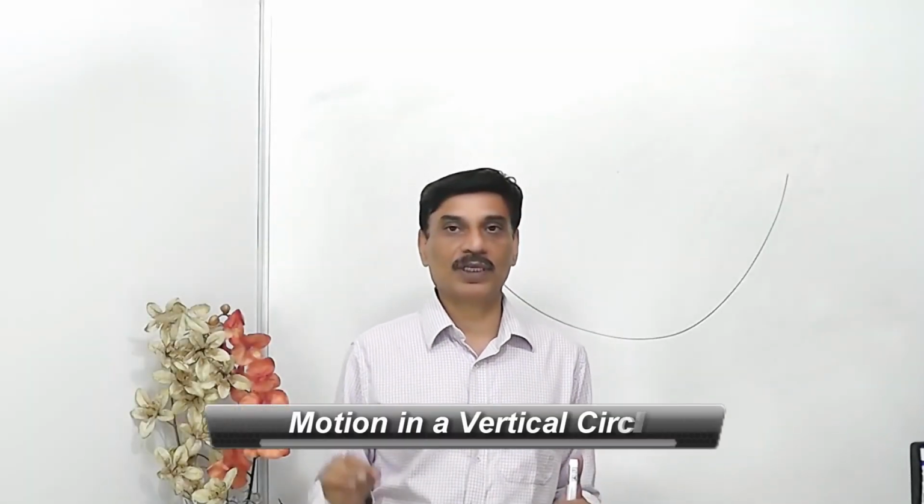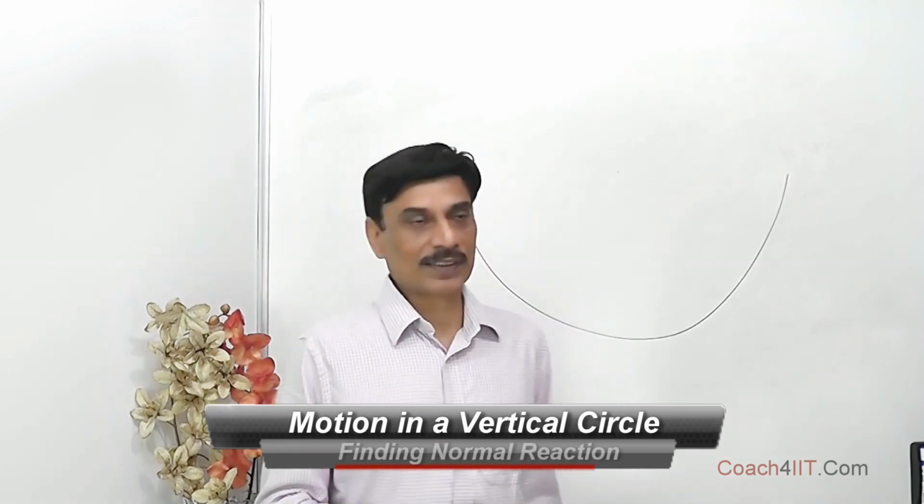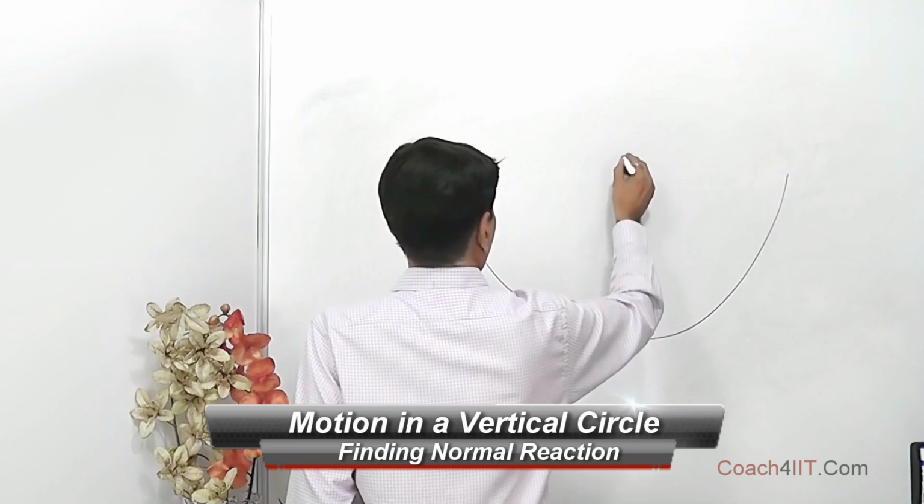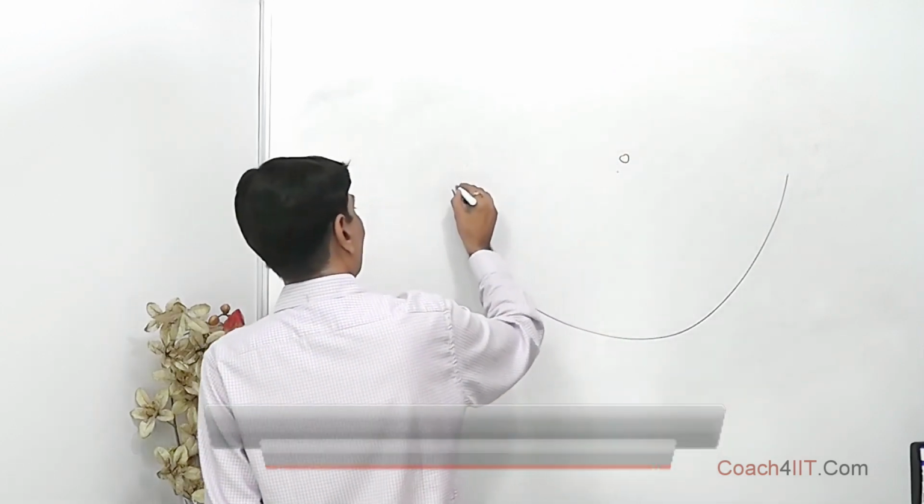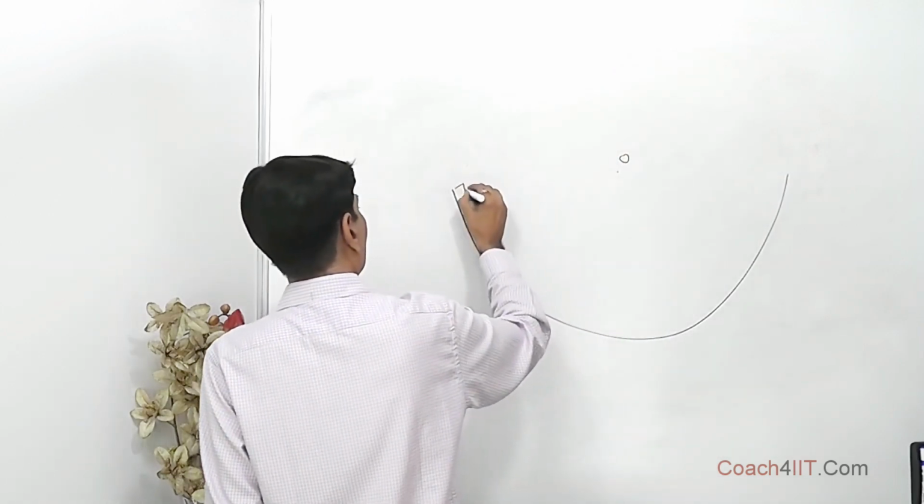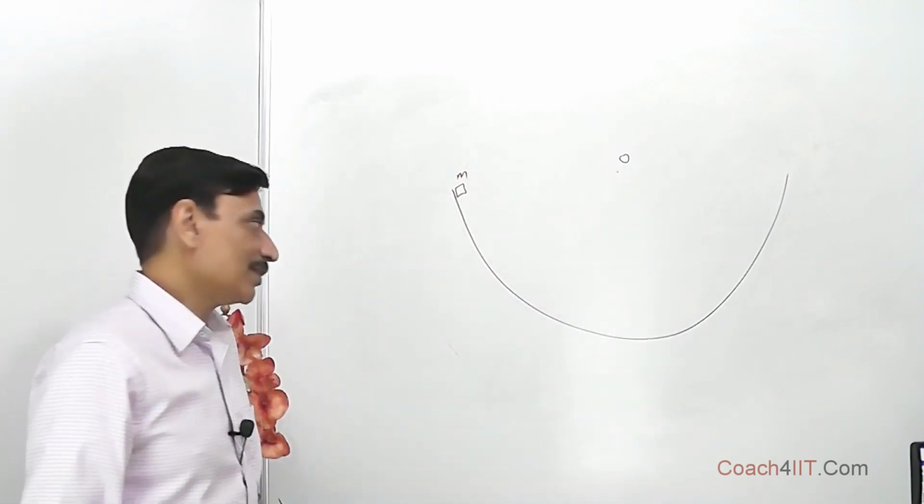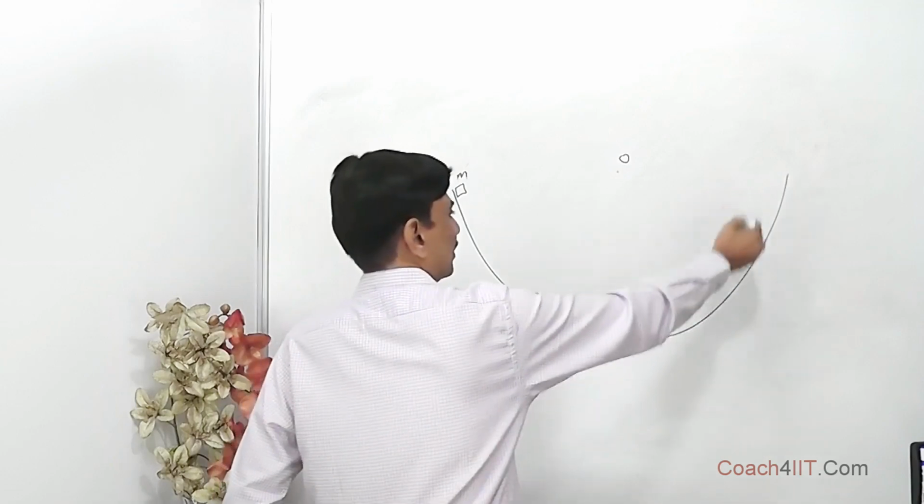Circle, it is not that all the time there has to be some string tied to that body. There could be cases like, let's say this is a hemispherical surface, this is O and radius is R, and over here a small mass m is released. And it is a frictionless surface.